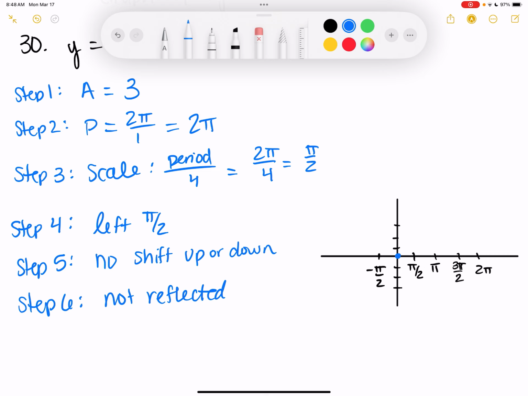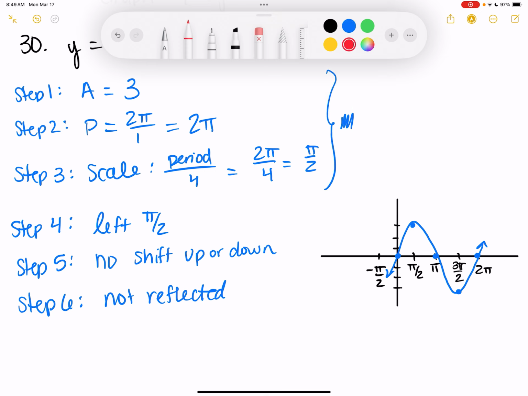Then at the next point, it's up at the amplitude, so 3. Then it comes back down to 0 at pi. And then over here, it keeps coming down. So at 3 pi over 2, it's at negative 3. And then at 2 pi, we're back to 0. So this graph would look like this to give us our 1 full cycle. But that's only up through that part there.